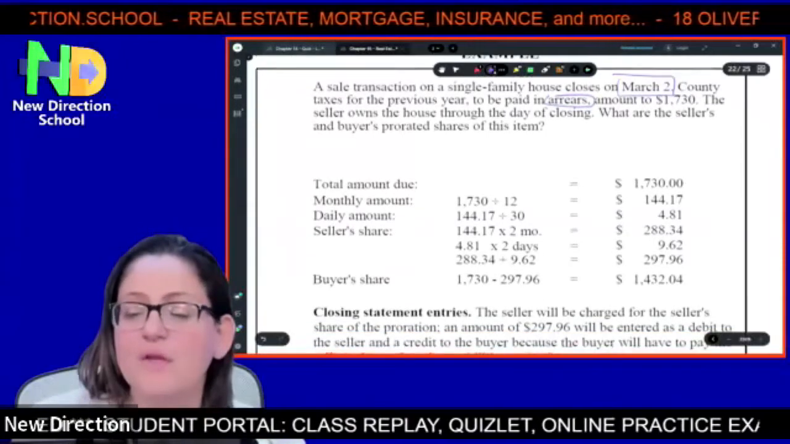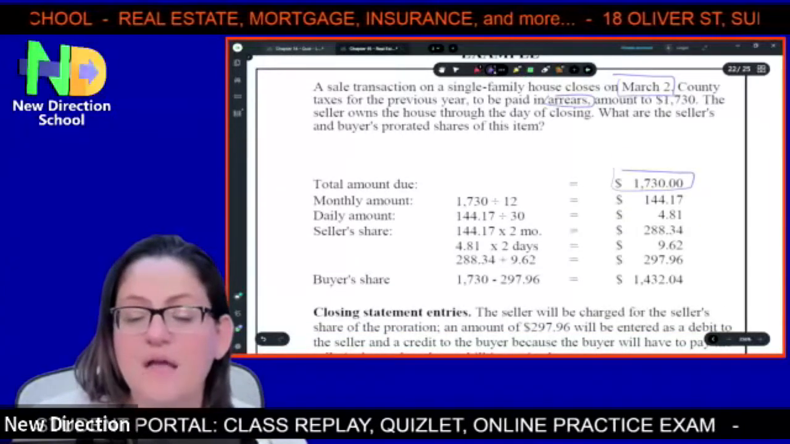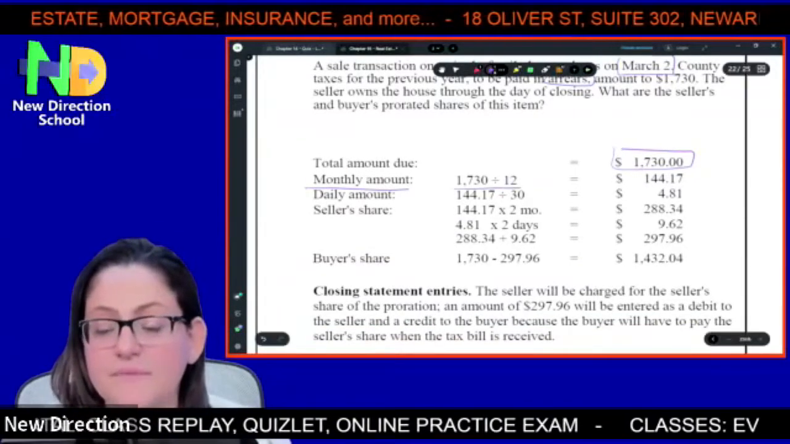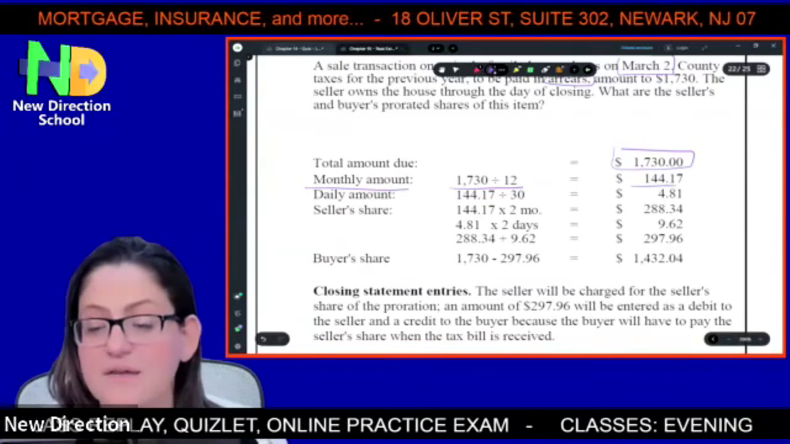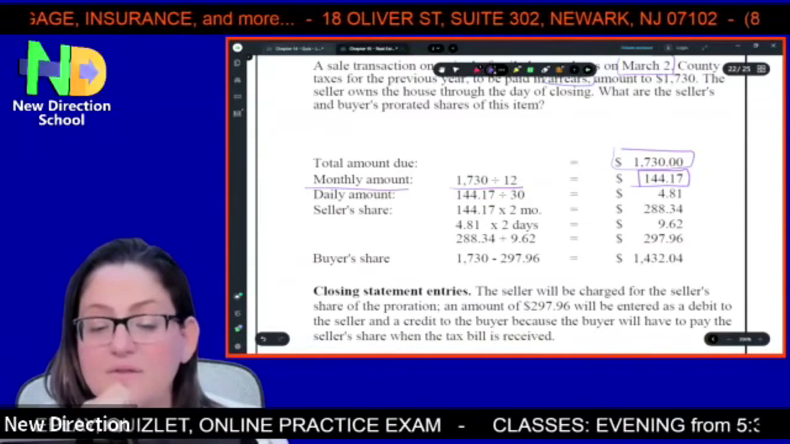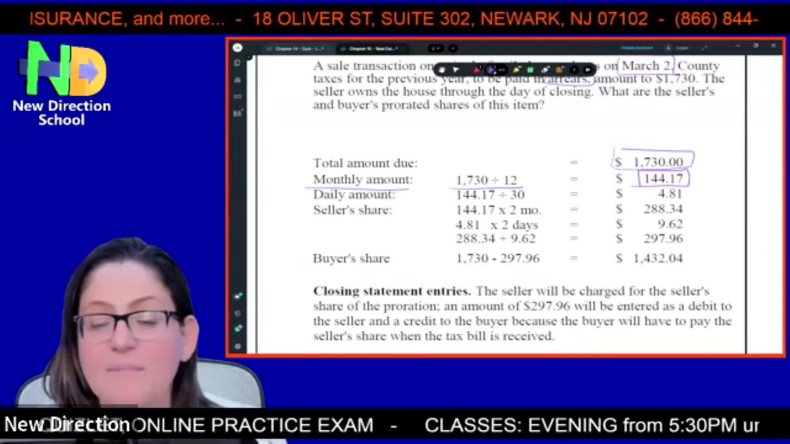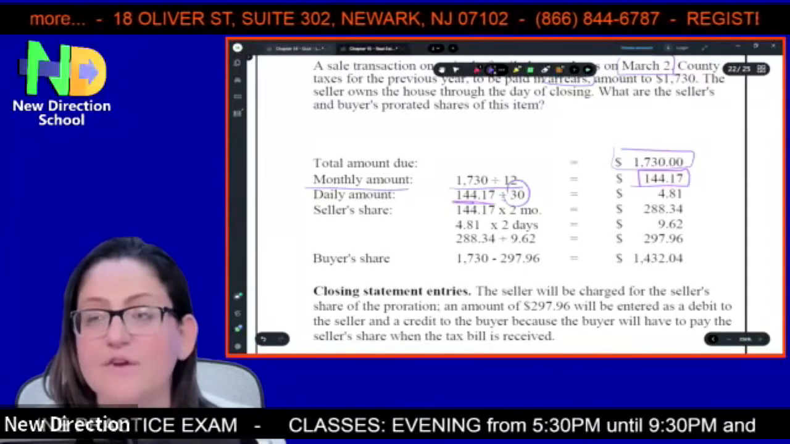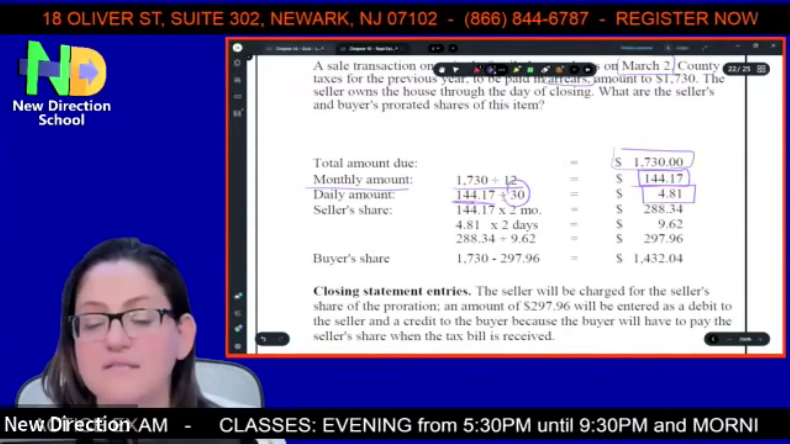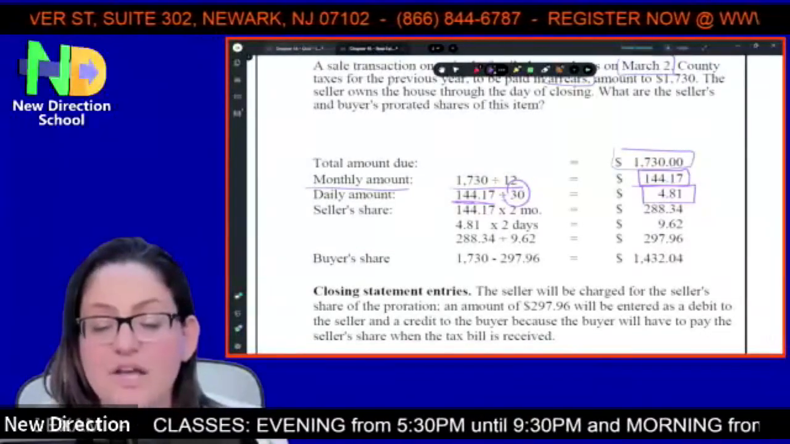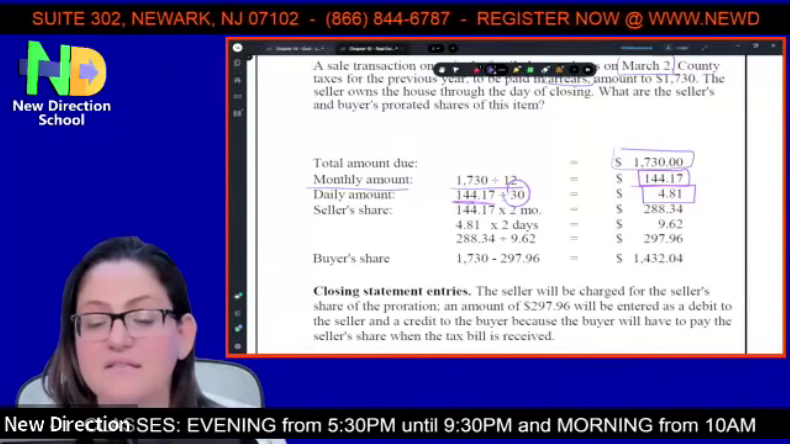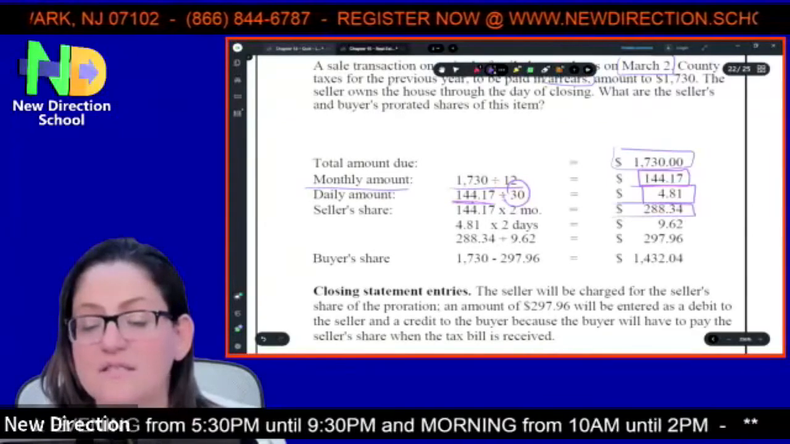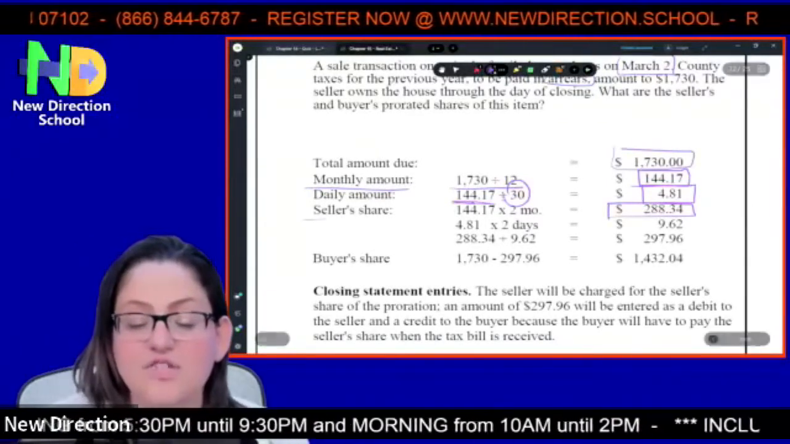Total amount due, $1,730. Monthly amount. So now we're dividing this by 12 for the months. It will be $144.17. Daily amount. So now we have to divide by days because we have the monthly amount. So the daily amount is divided by 30. It's $4.81 a day. So seller's share, $144.17 times 2 months is $288.34. That's what the seller's share is.